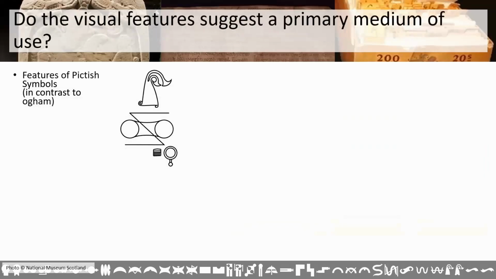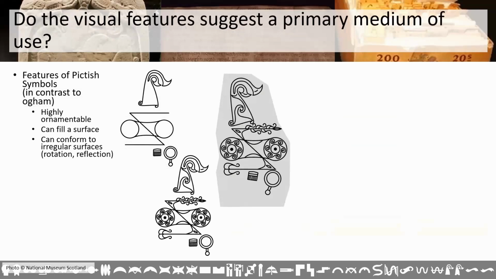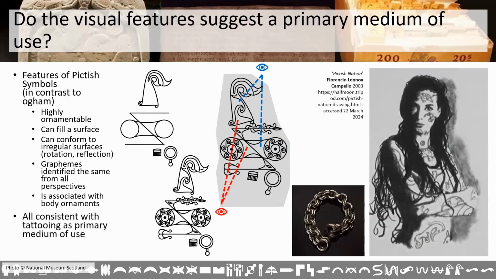Of the answers that we had for the Pictish symbol script, we've seen that they're highly ornamentable, if not always ornamented in all contexts. They can fill a surface, and they can conform to irregularities in the surface by means of rotation and reflection that I'd argue is not contrastive. Graphemes are identified the same from all perspectives, not just one, as in Ogham. And they're overtly associated with body ornament. So I'd argue that all of these observations are consistent with tattooing as a primary medium of use.